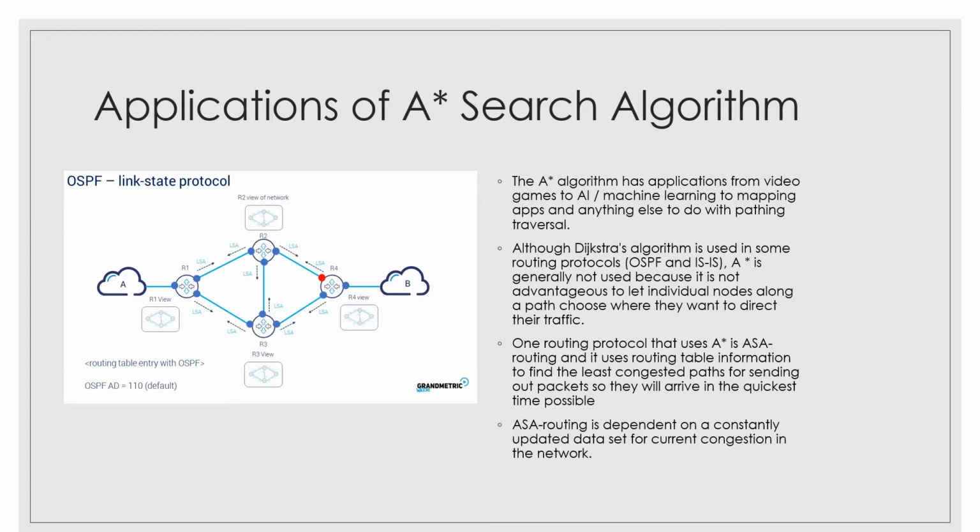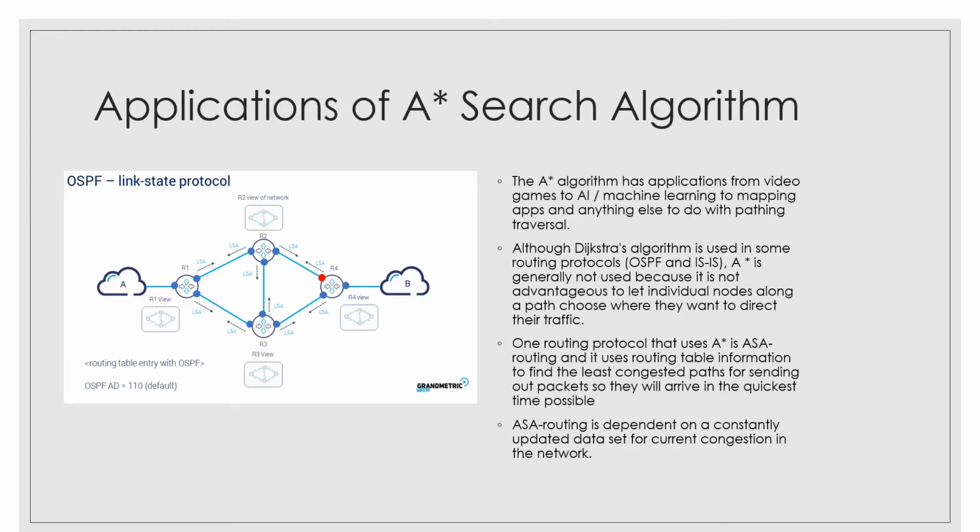It's called ASA routing, and it uses routing table information to find the least congested paths for sending out packets so they'll arrive in the quickest time possible. So I guess that would kind of look like a weighted graph with nodes, and the weights would be how congested they are. So if it wants to figure out how to send information the quickest way possible, it's going to try to take into account which routing stations to use where the traffic between them is the lightest.